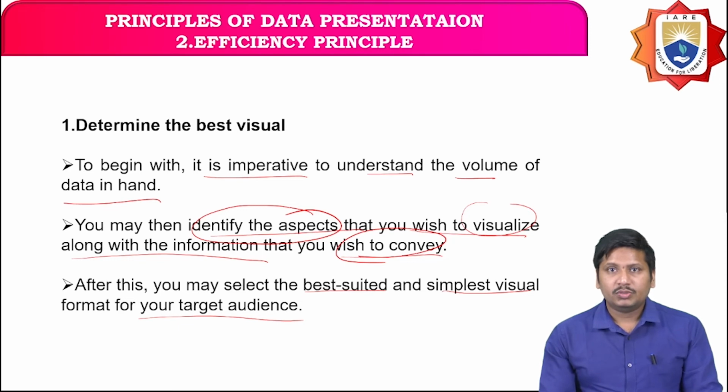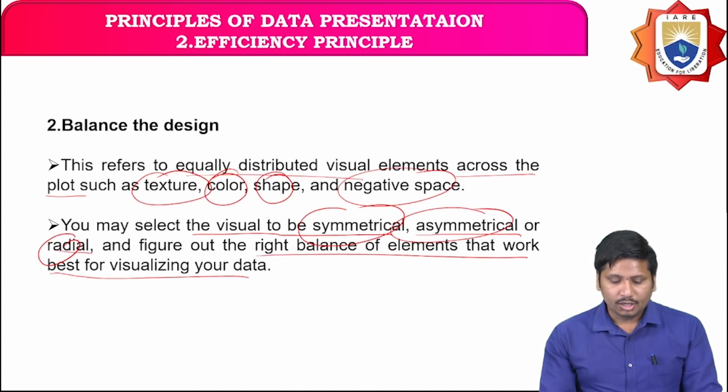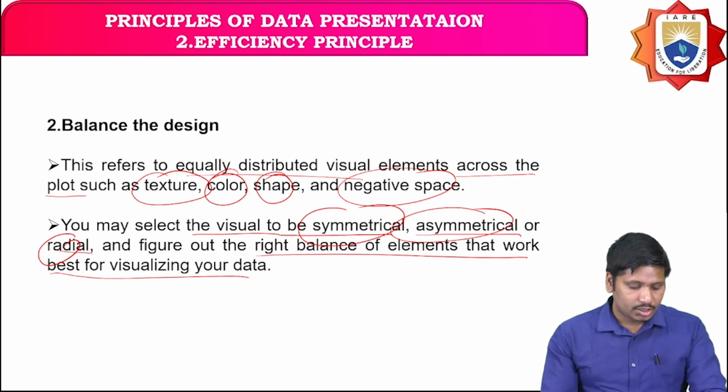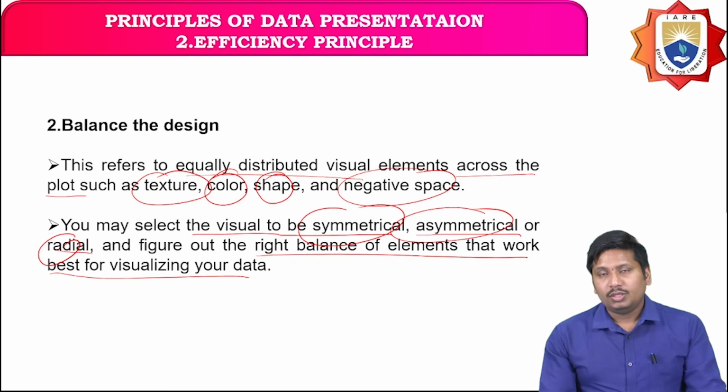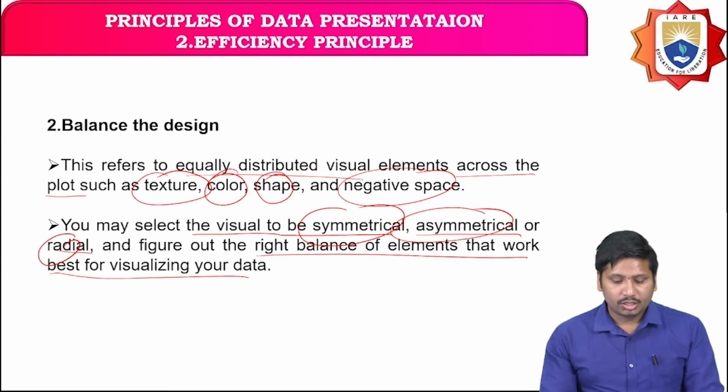So how do you determine the best visual? Suppose you have a large amount of data in your hand: identify the key aspects and make it a visualization so that the best visual can be obtained. And balance the design. In order to make the design very clear, I can consider visual elements like texture, color, shape, and negative space. That will make the design balanced. Or I can make the design a symmetrical form, an asymmetrical form, or a radial form.